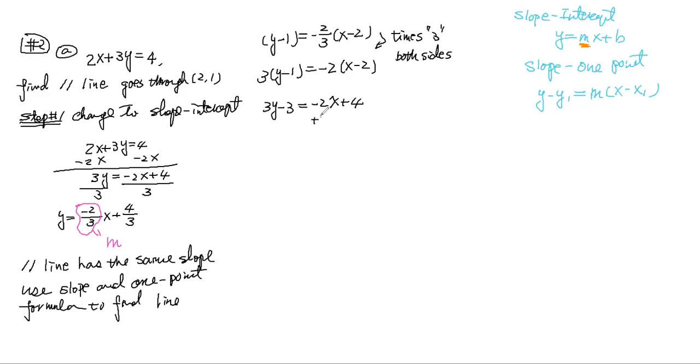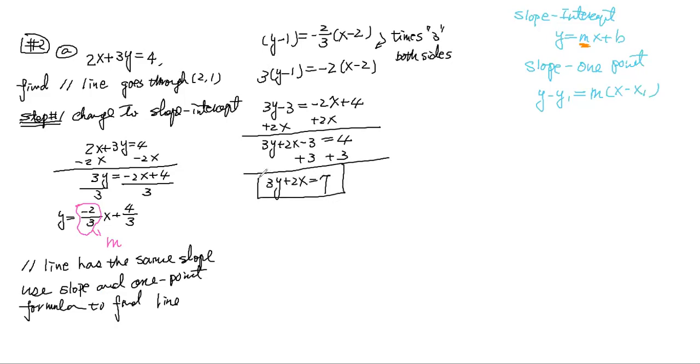Now I can move all the x to one side, so this will be 3y plus 2x minus 3 equal to 4. Now I can add 3, so this is 3y plus 2x equal to 7. This will be my answer for the parallel line.